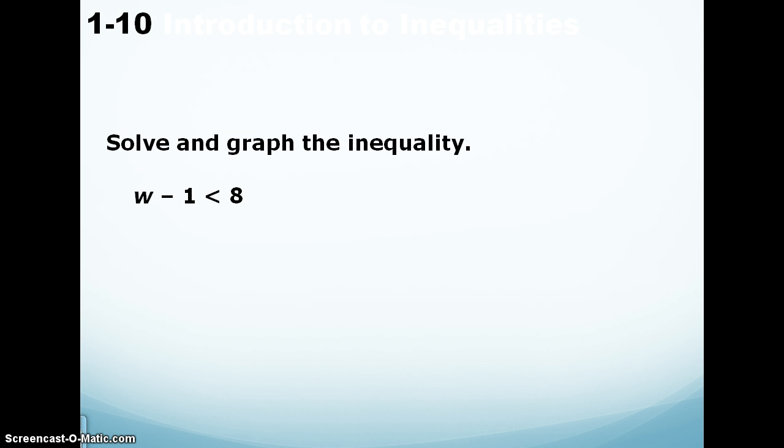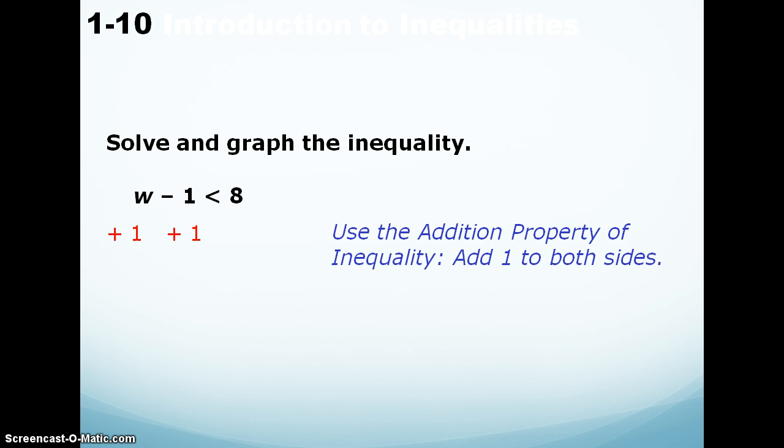Solve and graph the inequality. W minus 1 is less than 8. We solve this exactly like we would if it was an equation, at least to start. So we see W is the variable, and right now we are subtracting 1 from it. So the inverse operation would be to add 1 to both sides. Again, just like a scale, we keep it balanced. Our 1's cancel, so we have W is less than 9.